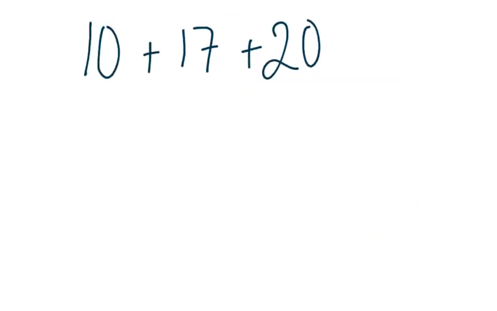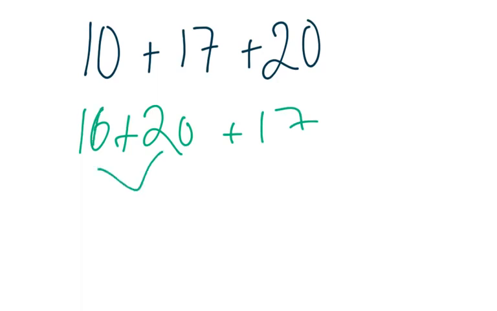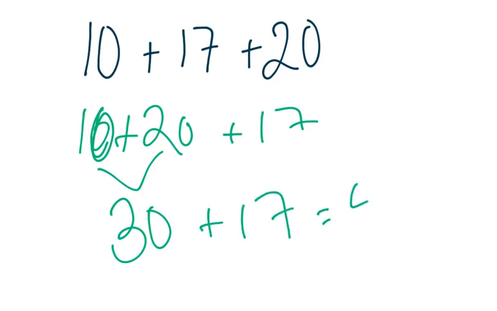Let's try another one. Here I have 10 plus 17 plus 20. I could just add from the beginning and say 10 plus 17 equals 27 plus 20, or I could rearrange and say, hey, 10 plus 20 plus 17, 10 plus 20 looks to me like that's going to be 30, plus 17, that's 47. A bit faster. In this case, it didn't maybe save you so much time, but when you get to harder and harder problems, rearranging your addition problems can make your work a lot easier.